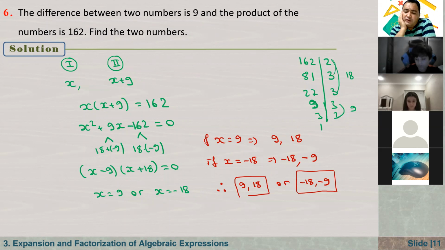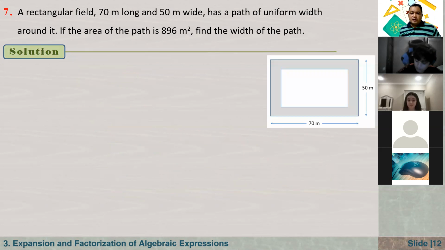Okay. Ayan, did you get all the answers, or did you just choose only the positive ones? No, I just chose positive ones. How about the negative ones? Why did you reject them? Because in the question, it didn't say anything about the sign of the numbers, right? That's why, if nothing is mentioned, you have to take all the possible answers. Okay. Guys, we will continue.